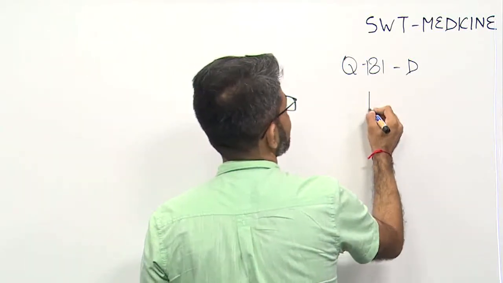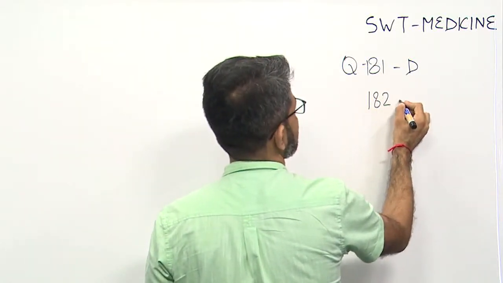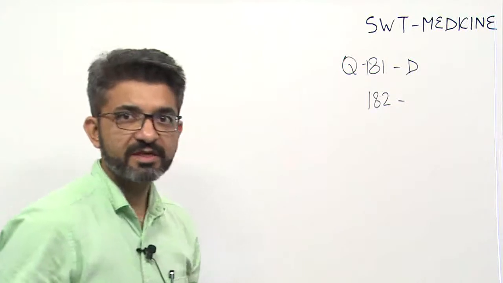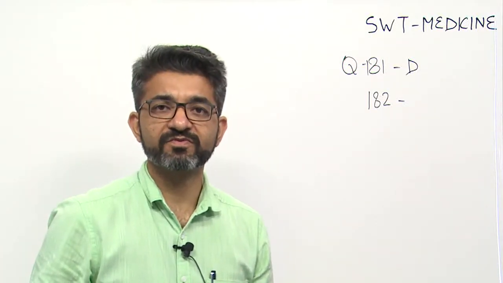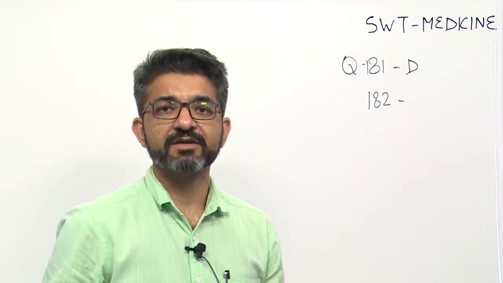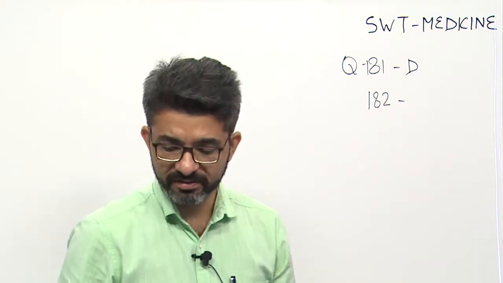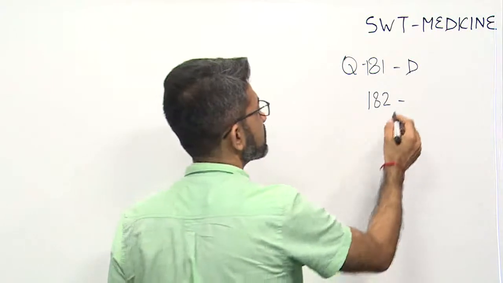Question number 182. This is regarding mesial temporal lobe epilepsy. It's one of the refractory epilepsy syndromes. Drugs are technically not effective, so the only option is surgery. So answer is D.